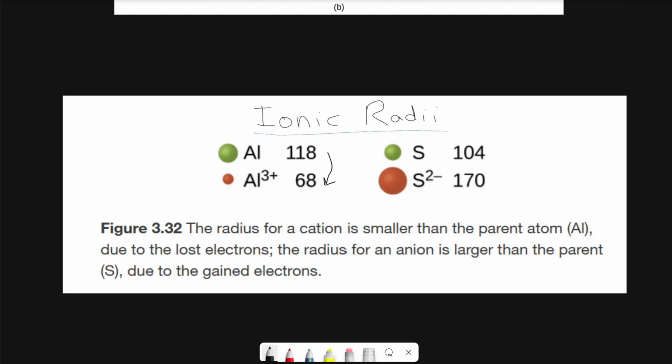For sulfur turning into sulfide, you can see that the opposite took place, where the ionic radius is significantly larger than the original parent atom, and this is because it's gained 2 electrons, which are added to the valence shell, which are going to experience a weakened effective nuclear charge, and those electrons are repelling each other because of electron repulsion and take up a larger radius around the ionic nucleus. So cations will always be smaller than the parent atom, and anions will always be larger than the parent atom.